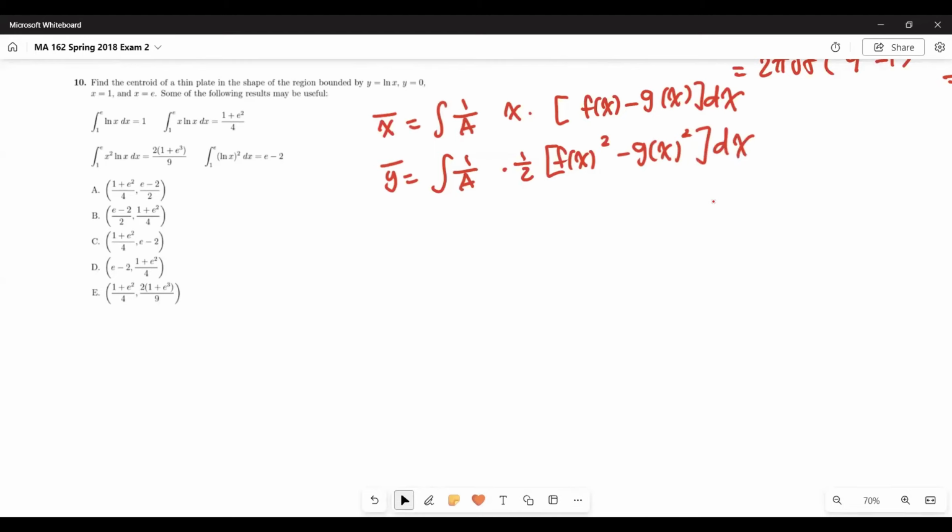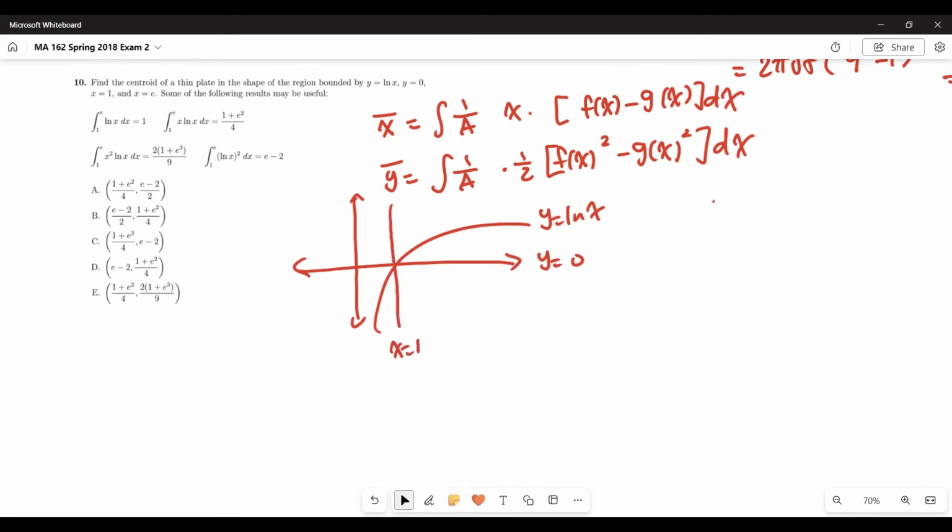1 over A, the area. Let's draw it first actually. So y equals ln x, like this. y equals 0. x equals 1. x equals e. And the area is this area. So the area is the same as the bigger height minus the smaller height, where the bigger height is y equals ln x and the smaller height is y equals 0. So this area will be just the integral of ln x dx, from 1 to e, and we are given that the value is 1. So simple.